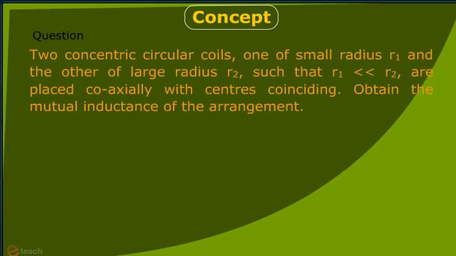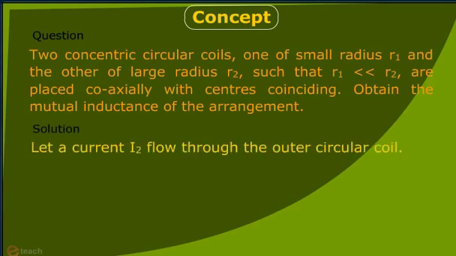Concept: two concentric circular coils, one of smaller radius R1 and the other of larger radius R2, such that R2 is much larger compared to R1, are placed coaxially with centers coinciding. Obtain the mutual inductance of the arrangement.